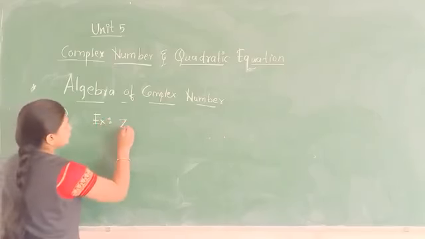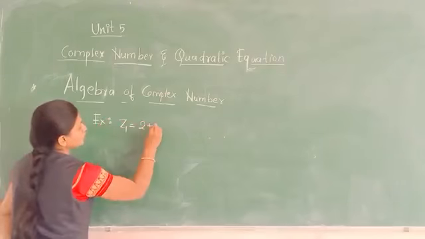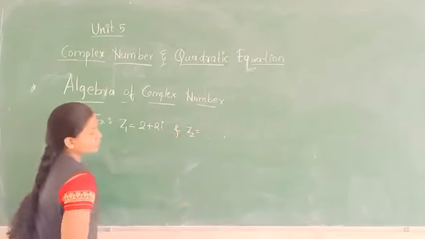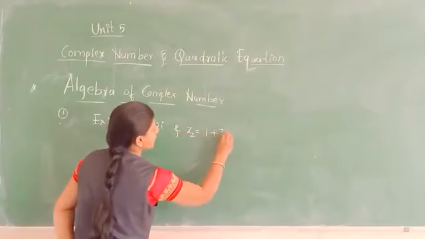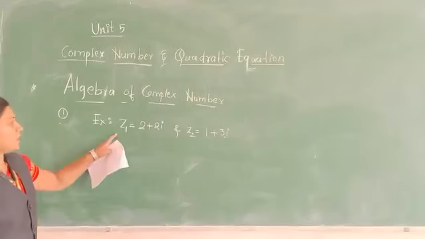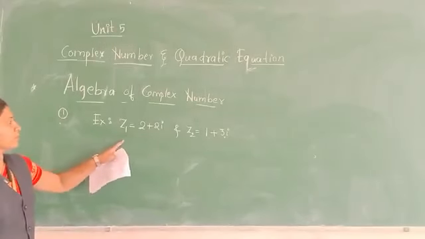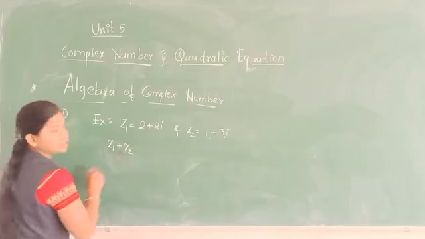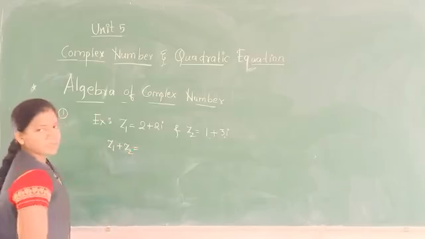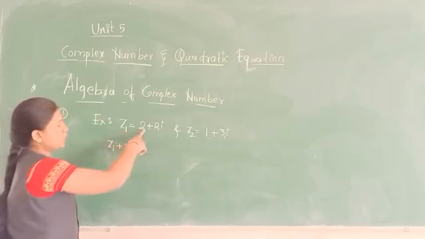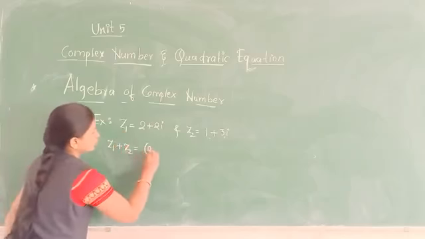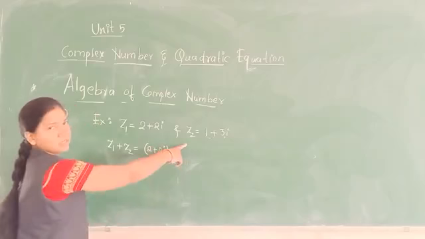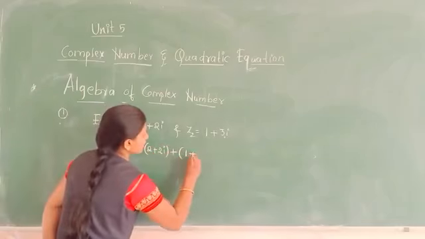Take one example. Z1 is equal to 2 plus 2i and Z2 is equal to 1 plus 3i. These are two complex numbers. We consider the two complex numbers. Then Z1 plus Z2, the addition of two complex numbers, is equal to 2 plus 2i plus 1 plus 3i.